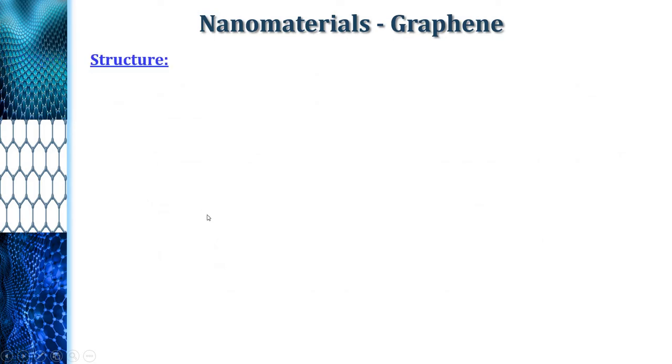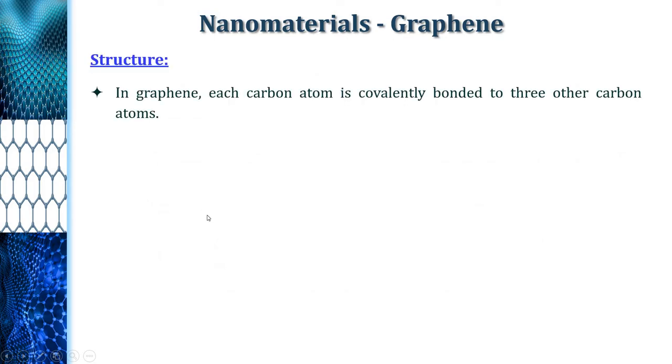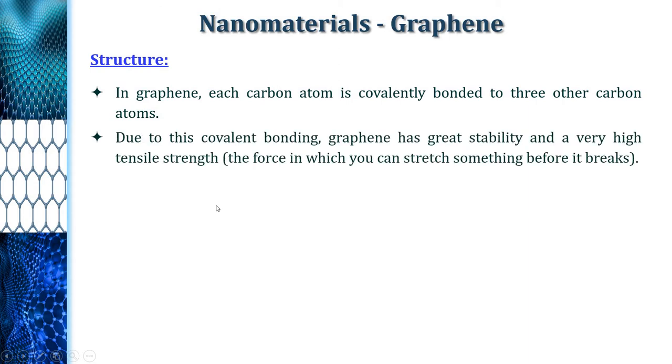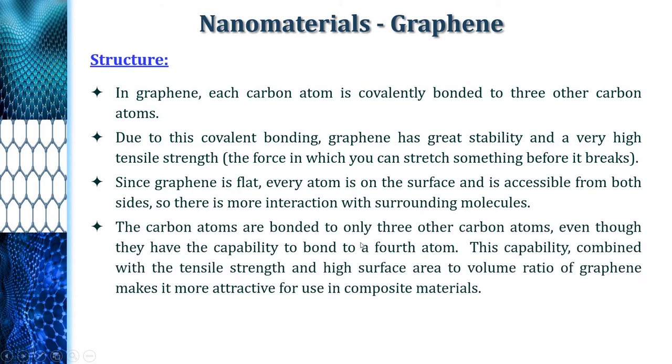So let us see the structure of graphene. In graphene, each carbon atom is covalently bonded to three other carbon atoms. Due to this covalent bonding, graphene has more stability and very high tensile strength. Since graphene is flat, every atom is on the surface and is accessible from both sides, so there is more interaction with surrounding molecules, hence it is more reactive.